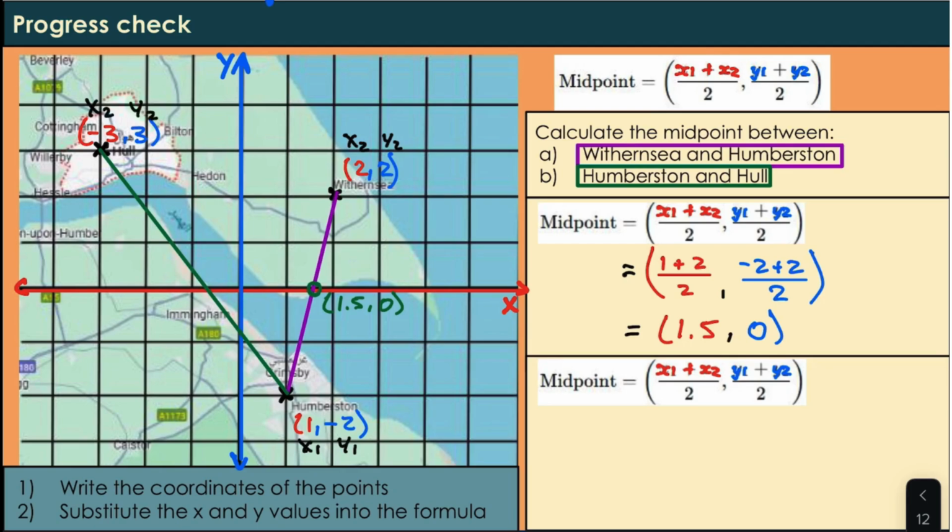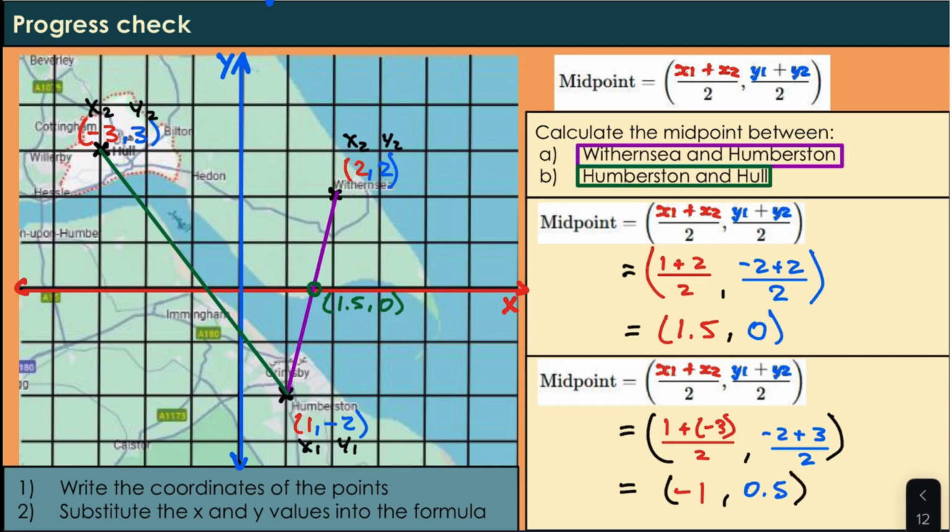Step number 2, substitute the x and y values into the formula. x1 was 1. x2 was -3. Our y values, y1 was -2. y2 was 3. Our red x values, 1 plus -3. Well, 1 minus 3 is -2, and -2 divided by 2 is -1. Our y value, -2 plus 3 is +1, and 1 over 2 is a half. So our y value would be 0.5, a half.